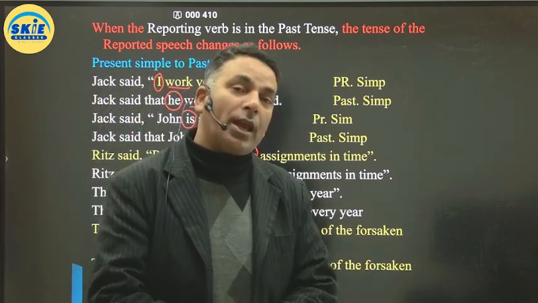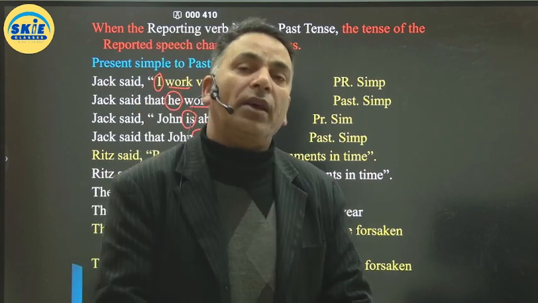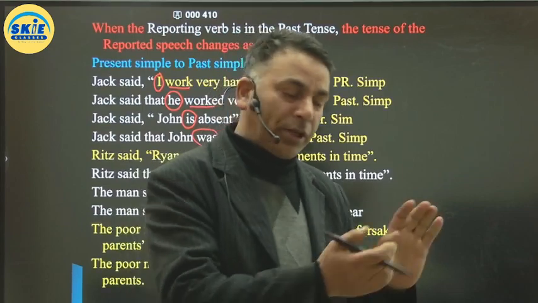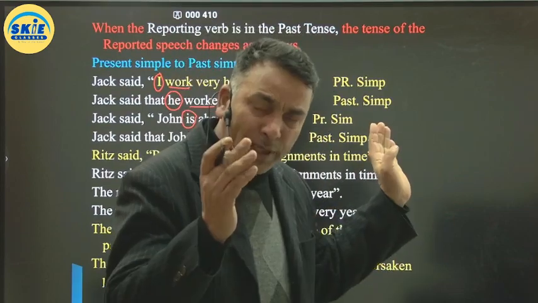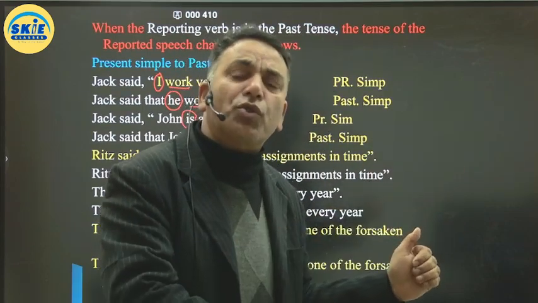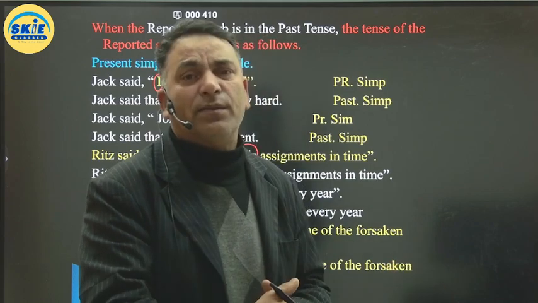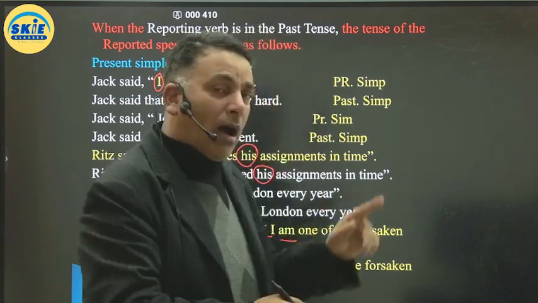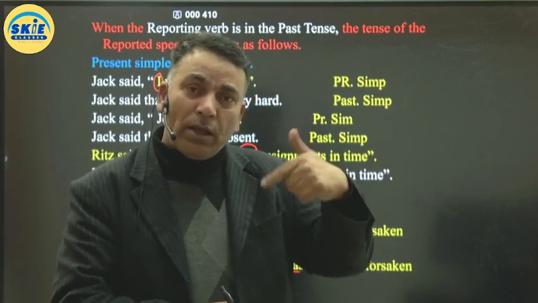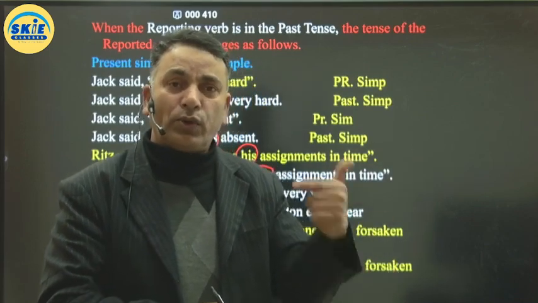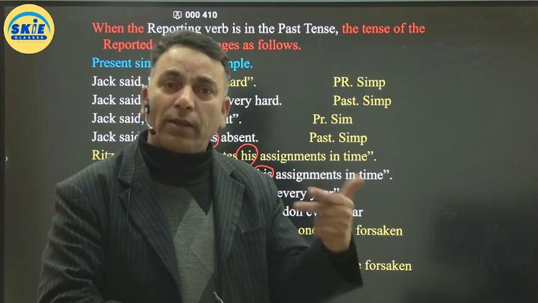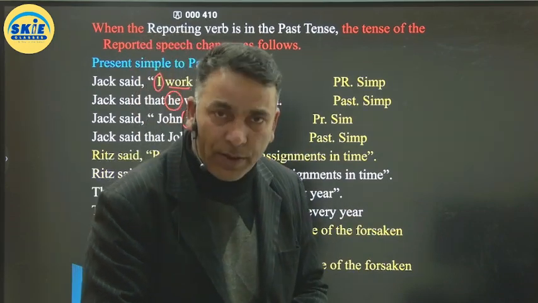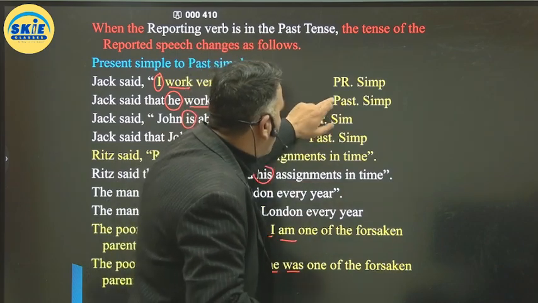So what you see here is, as I said, that when the reporting verb is in past tense, the tenses change. Present tense forms change to the corresponding past tense forms. When I say corresponding past tense forms, here you saw present simple to past simple, present continuous to past continuous, present perfect to past perfect, and present perfect continuous would change to past perfect continuous. And we'd see some examples of each of these forms.